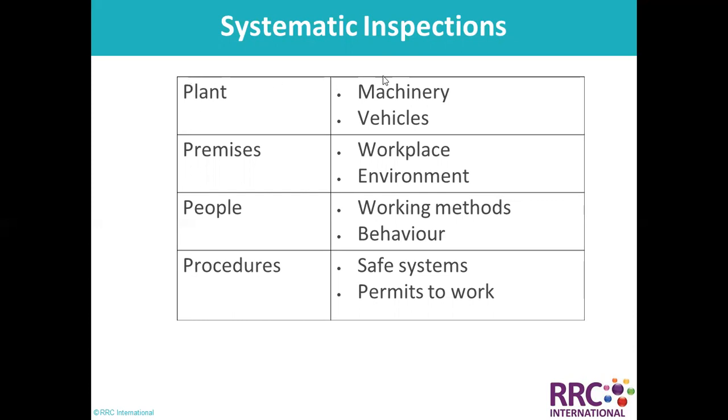So I repeat again, four P's is a systematic inspection way out: plant, premises, people and procedures. For plant, our focus must be machinery and vehicles. And for premises, all workplaces, every nook and corner of the company and the environment. And people means the working methods and the behavior. And procedures means the safe systems and permits to work.